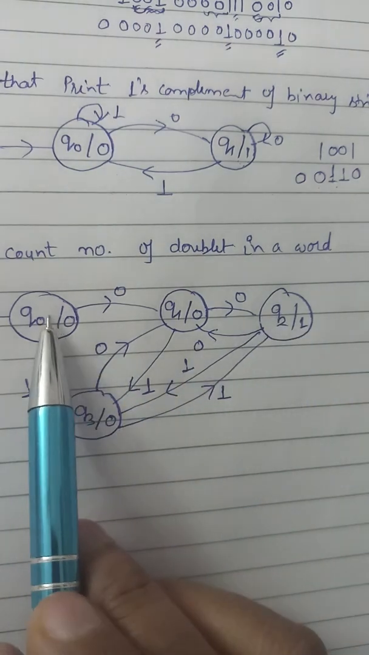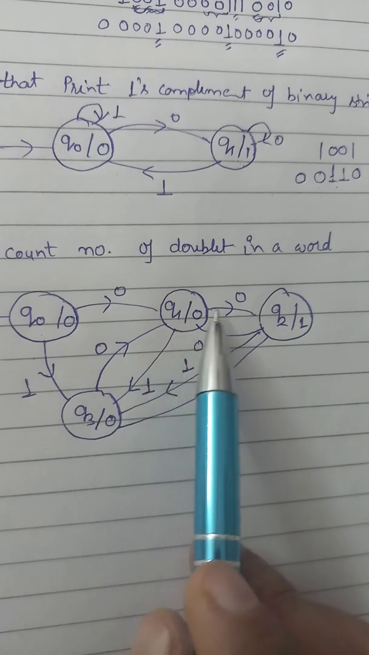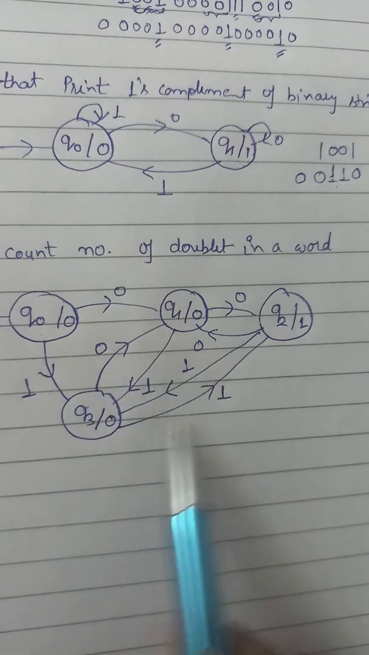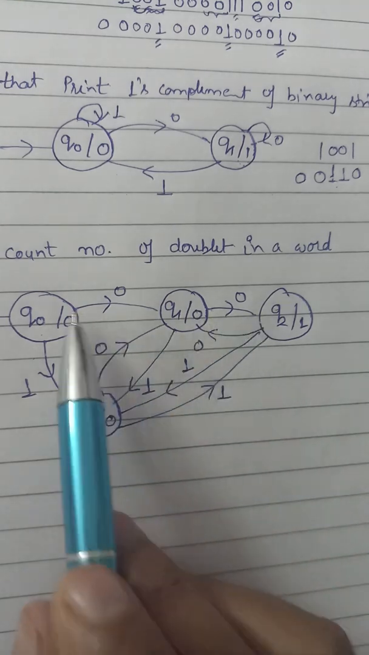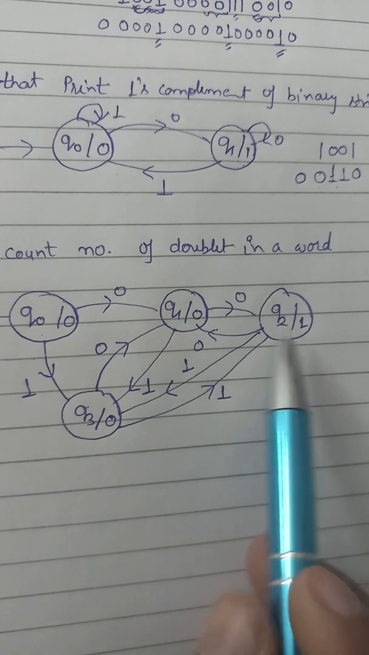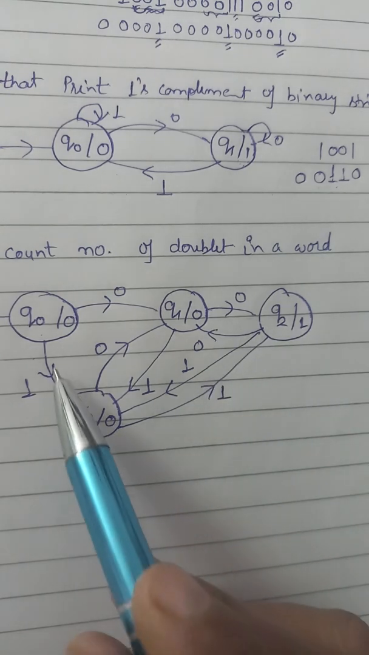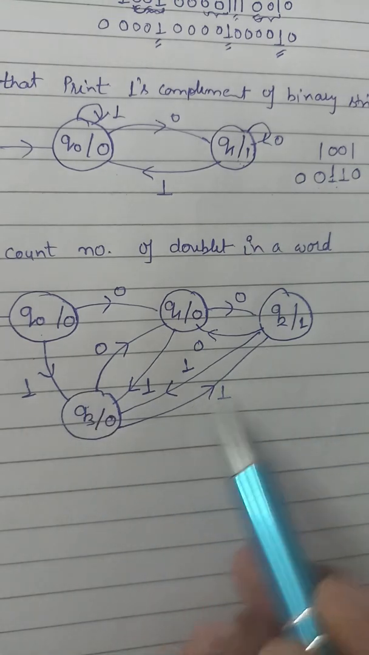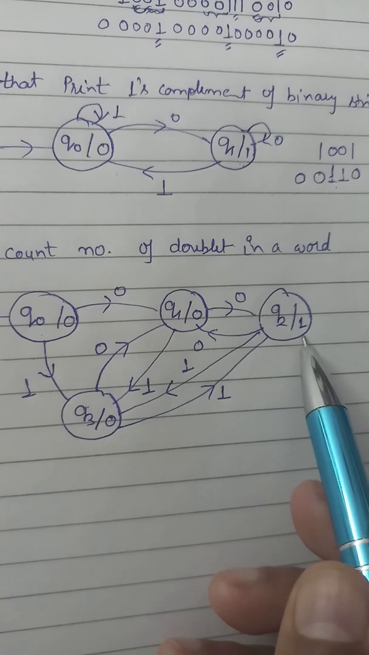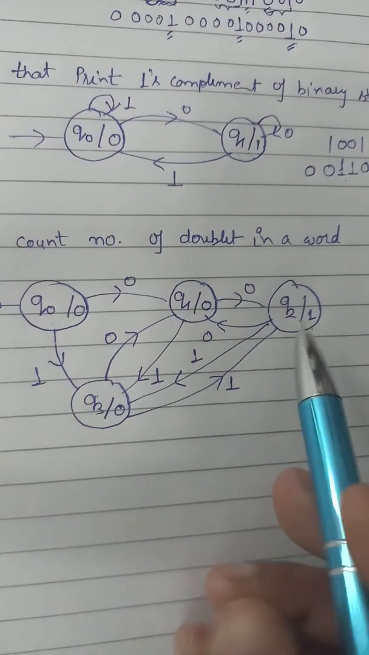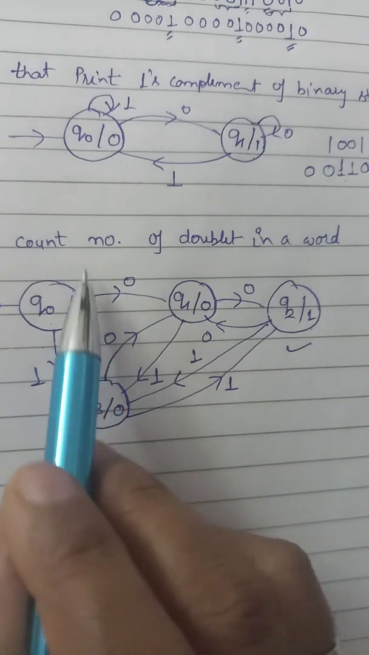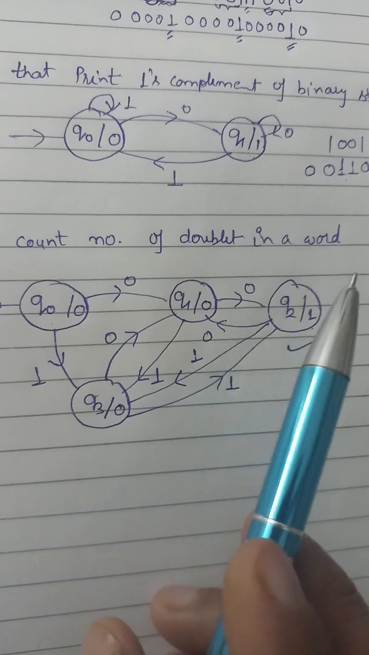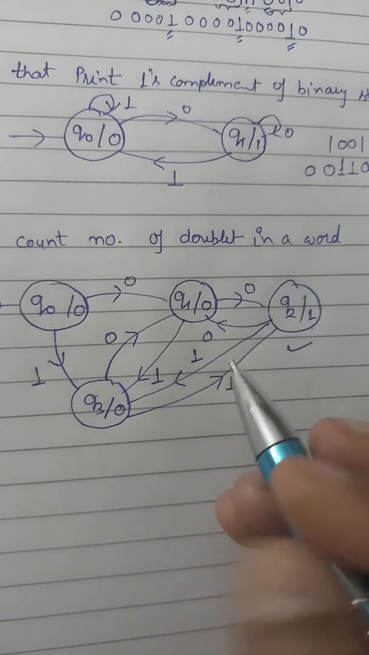So from Q0 0 1, from Q1 0 1, from Q2 0 1, from Q3 0 1. So whenever we get a doublet, either in this way, this way, or this way, we get 1. Whenever it gives a doublet, it will reach Q2 and it will give a 1. So in a similar way as we counted in those two, whenever it gets a doublet, it will give us 1. So this is the Moore machine for that.